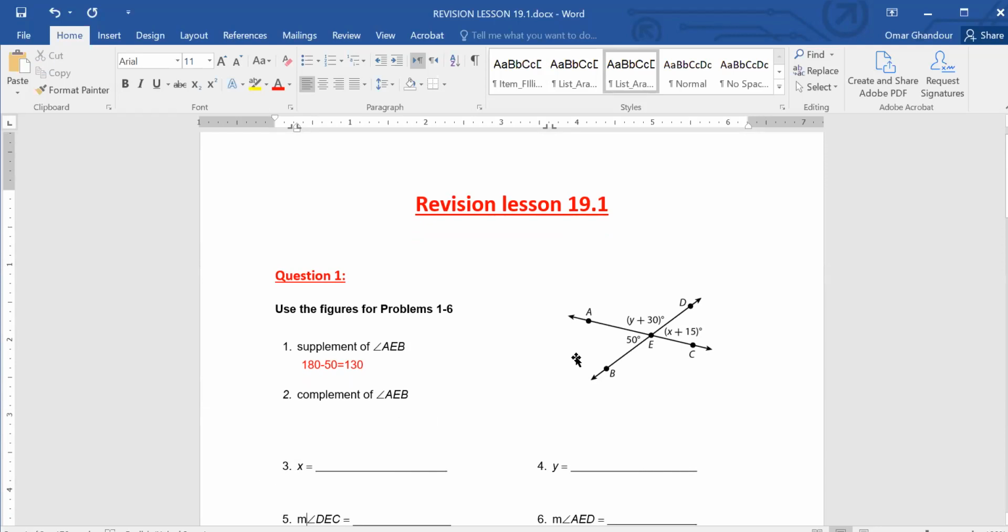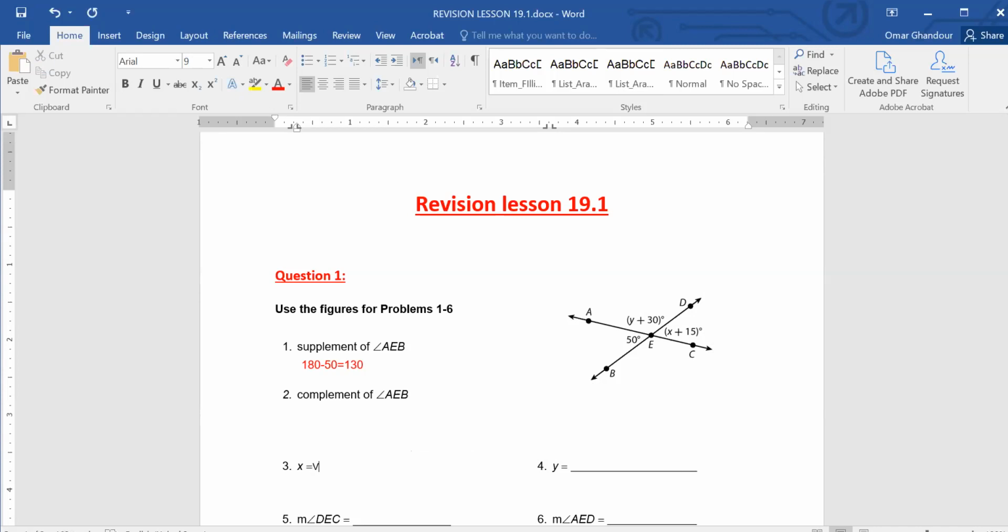Where is angle x? X is here, right? It's inside this angle, inside angle DEC. Can't you see that angle DEC and angle AEB are equal because they form a huge X? So these two angles are equal, right? So I will form an equation here. Whenever you are required to find some variables, you are going to form a certain equation and solve the equation.